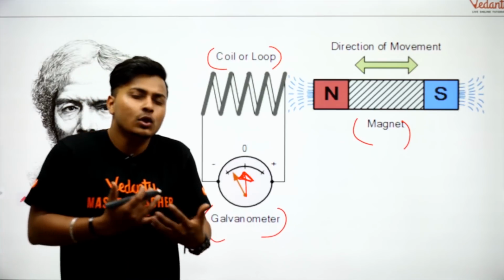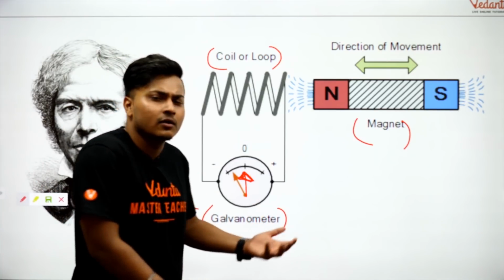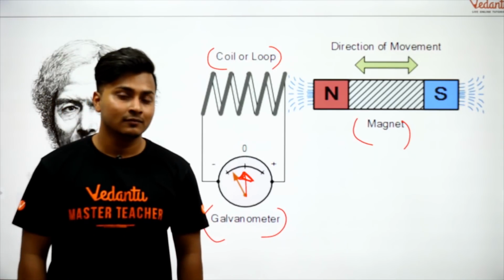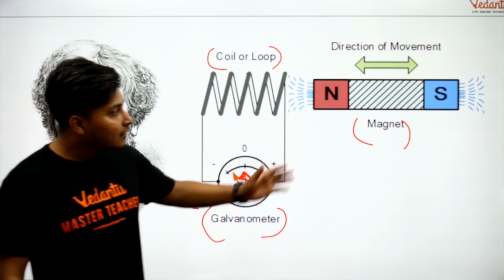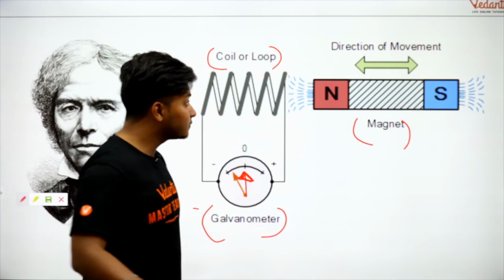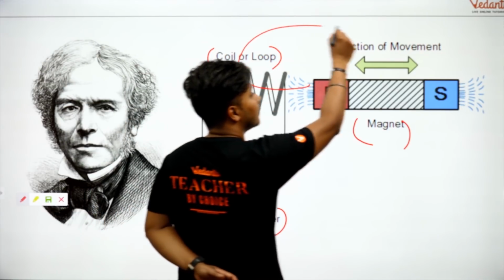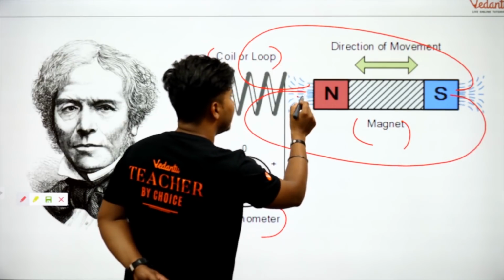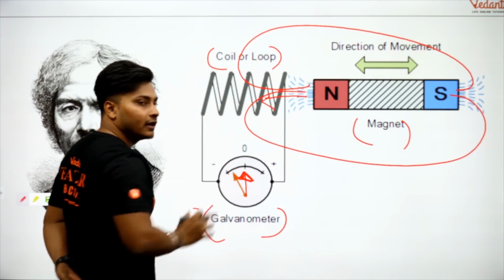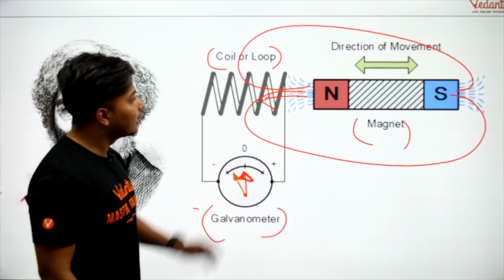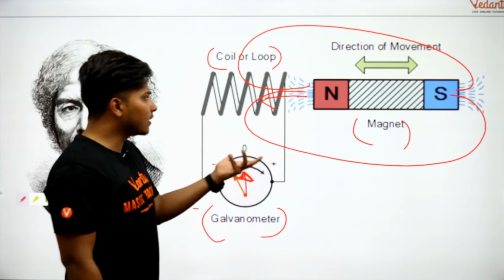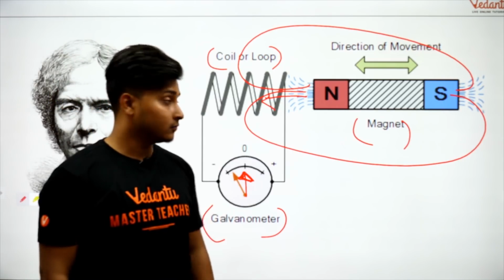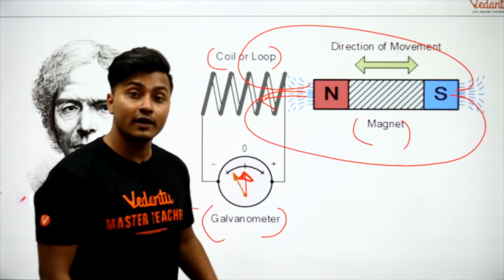That was his hypothesis: can I induce a current in a wire or a coil with the help of a magnetic field? The magnetic field produced by the magnet will get linked with this coil, meaning they will come in contact, and this magnetic field will start producing a current. That's what Michael Faraday thought, but that didn't happen. Obviously, the galvanometer didn't show any deflection.